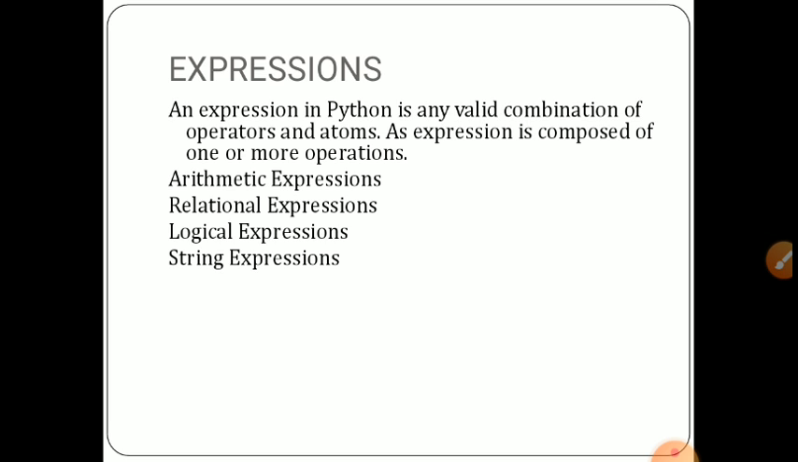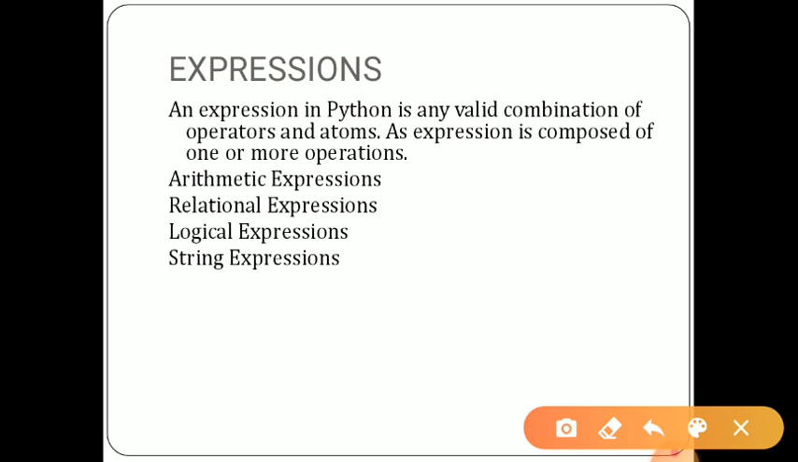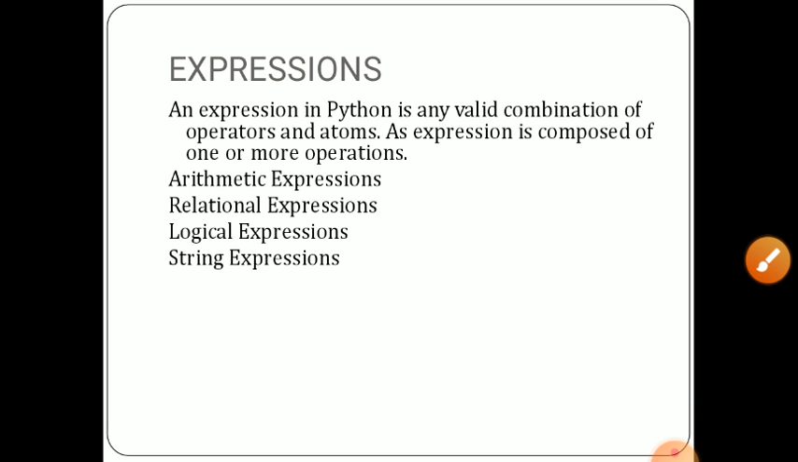Then expressions. What are expressions? Whatever we write in Python, whatever calculations we do, all of these are known as expressions. Suppose I simply write 5 plus 3, it is also an expression. For that, first we read the definition. An expression in Python is any valid combination of operators and atoms. An expression is composed of one or more operations.